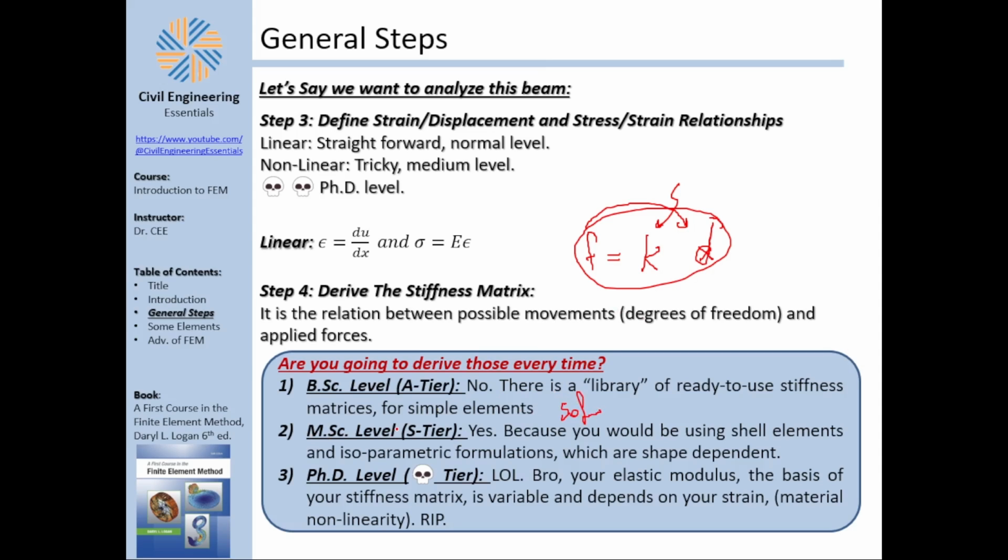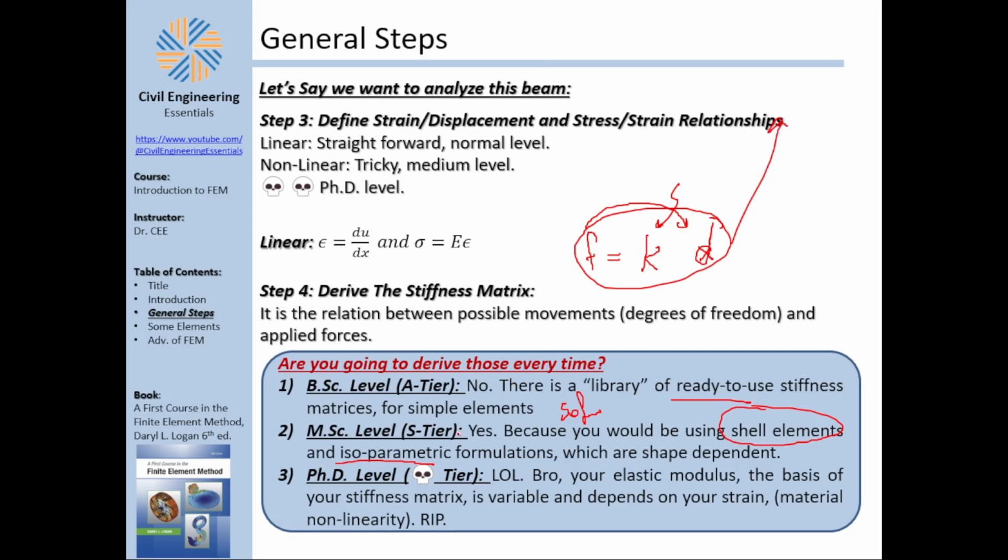If you are at a Master of Science level, then yes, you will have to derive that stuff, because if you want to implement your own code, the shell elements, for example, are isoparametric element formulations, meaning that the stiffness matrix is not just a ready-to-use library. However, it's going to depend on the shape of that isoparametric element. And I've talked about this in my video series, Autodesk Robot, when I was talking about the effect of mesh on the results, and I will link a video on the top right.